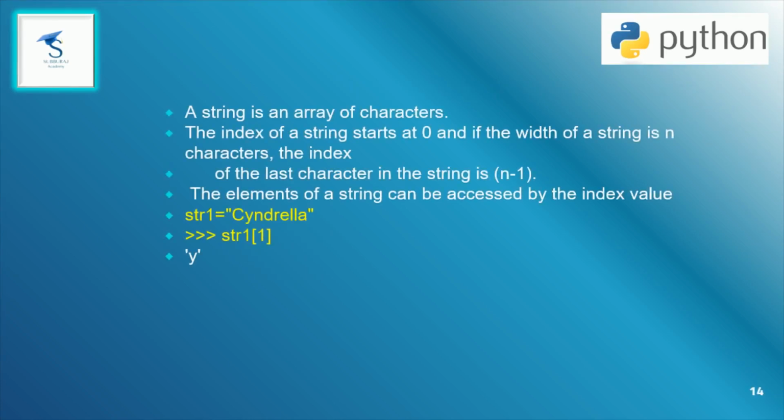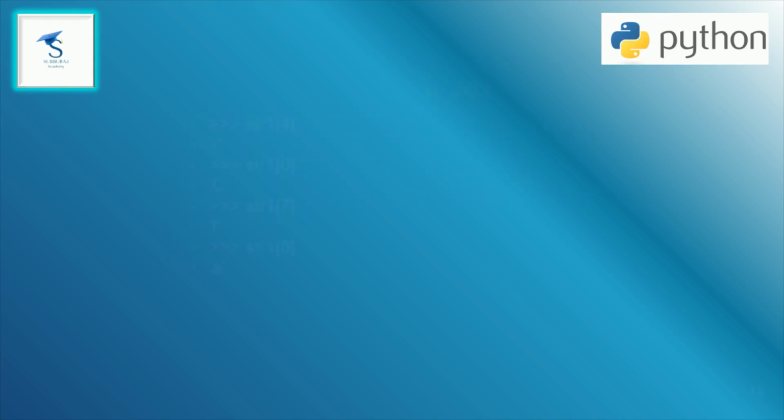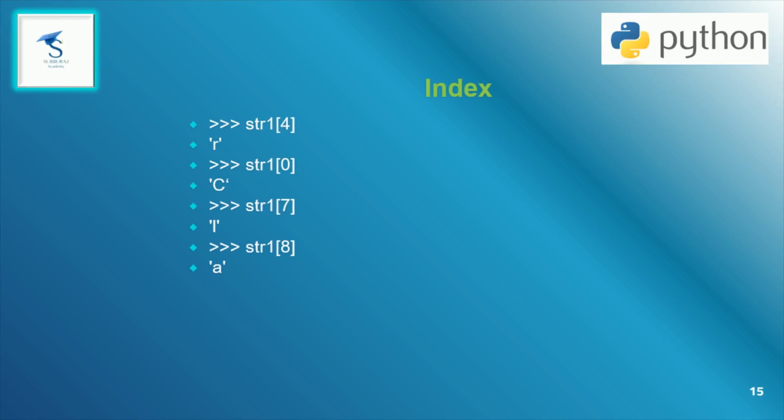A string is an array of characters. The index of a string starts at 0, and if the width of a string is n characters, the index of the last character in the string is n-1. The elements of a string can be accessed by the index value. The index of C in Cinderella is 0. We get the second character i by accessing str1[1]. Similarly, we can find the characters with index 4, 7 and 8. Note that there is no built-in type as character in Python. Even if the number of characters is 1, it is a string when enclosed within single or double quotes.